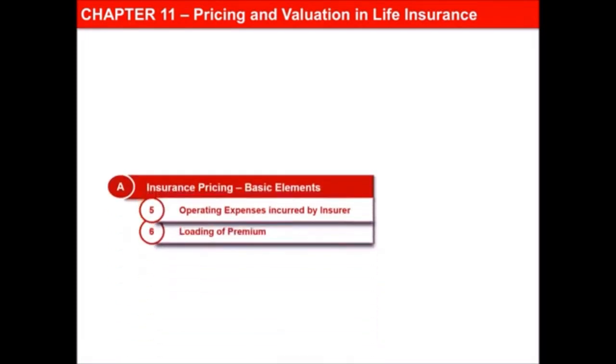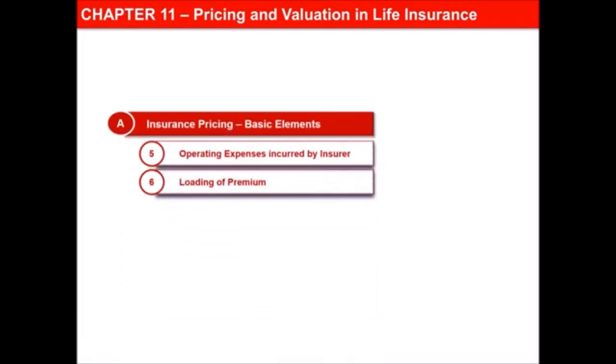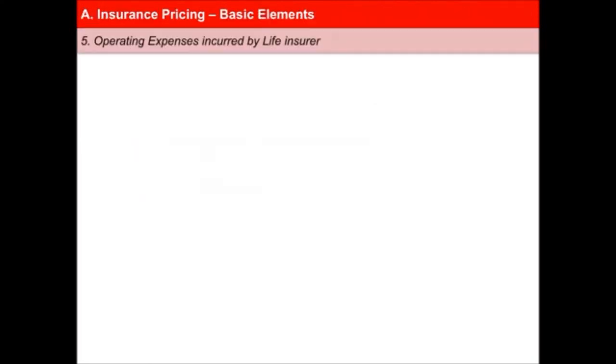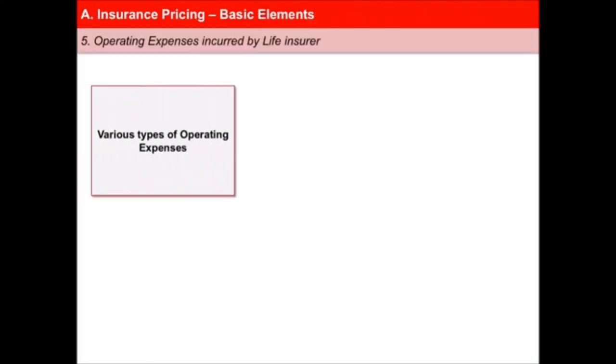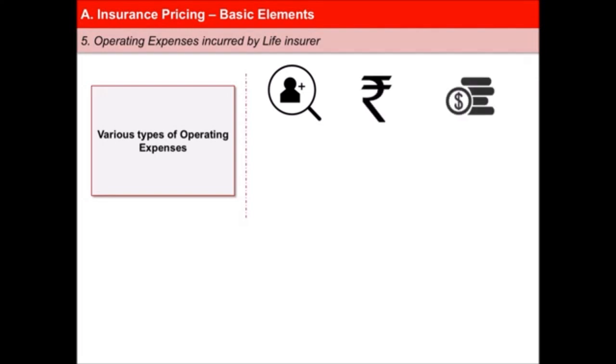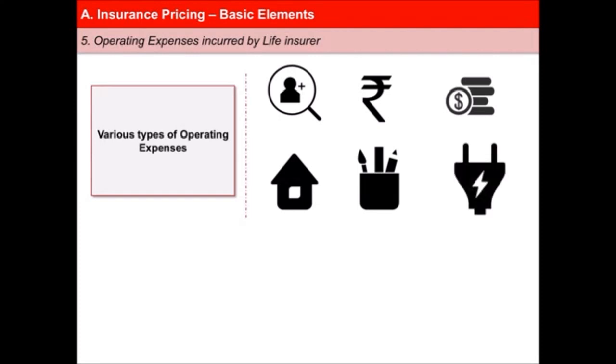In this next video of the lesson, Pricing and Valuation in Life Insurance, we will learn the operating expenses incurred by insurer and loading of premium. There are various types of operating expenses that life insurers have to incur, such as agents' training and recruitment, commissions of agents, staff salaries, office accommodation, office stationery, electricity charges, and other miscellaneous expenses. All these have to be paid from premiums that are collected by insurers. These expenses are loaded to the net premium.